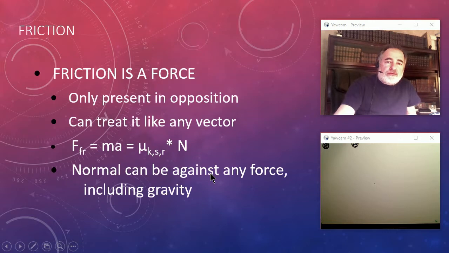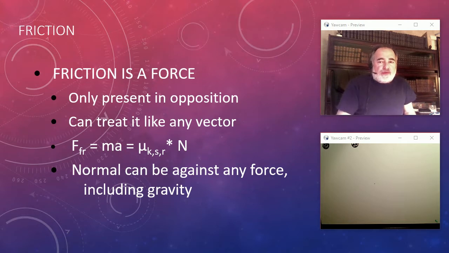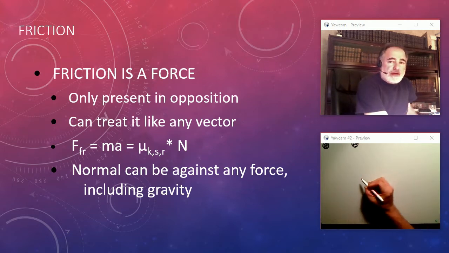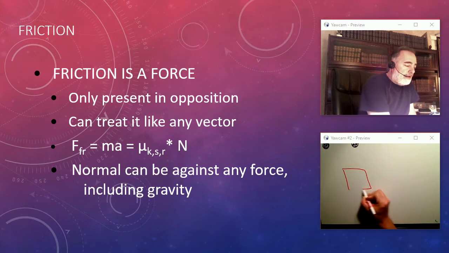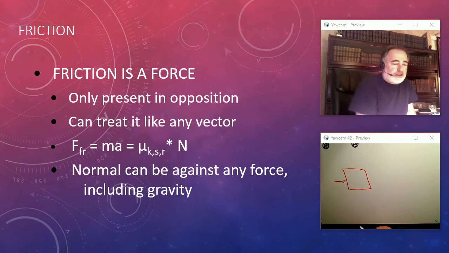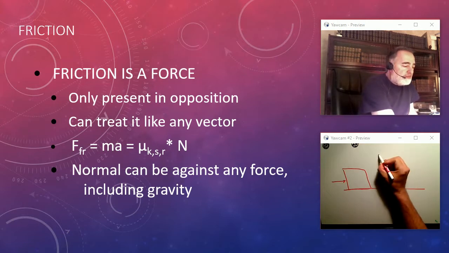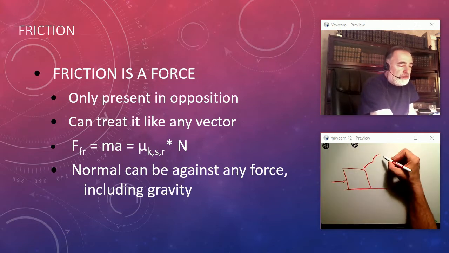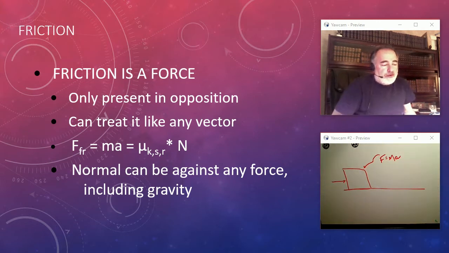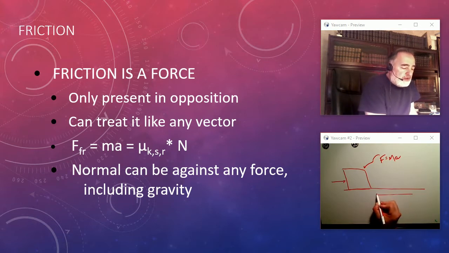Now friction is a force. It's only present in opposition to other forces. For instance, if I have a box that I'm trying to push in this direction, without friction, in order to get it to accelerate from 0, I need a force equal to F equals ma. But friction is opposing me.